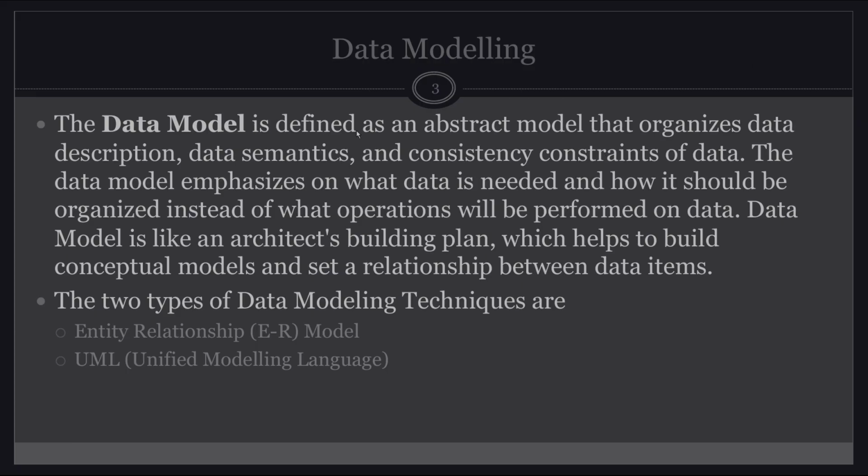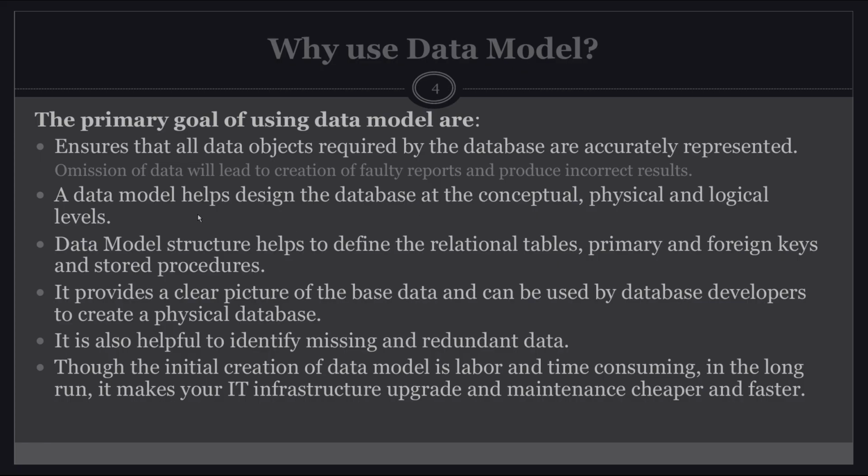The data model is defined as an abstract model that organizes data description, data semantics, and consistency constraints of data. It emphasizes what data is needed, okay, and how it should be organized instead of what operations will be performed on the data. Data model is like an architect's building plan, which helps to build conceptual models and set a relationship between data items. That's all you need to know from here. We're gonna focus on the entity relationship model in this course, so don't worry about the UML.